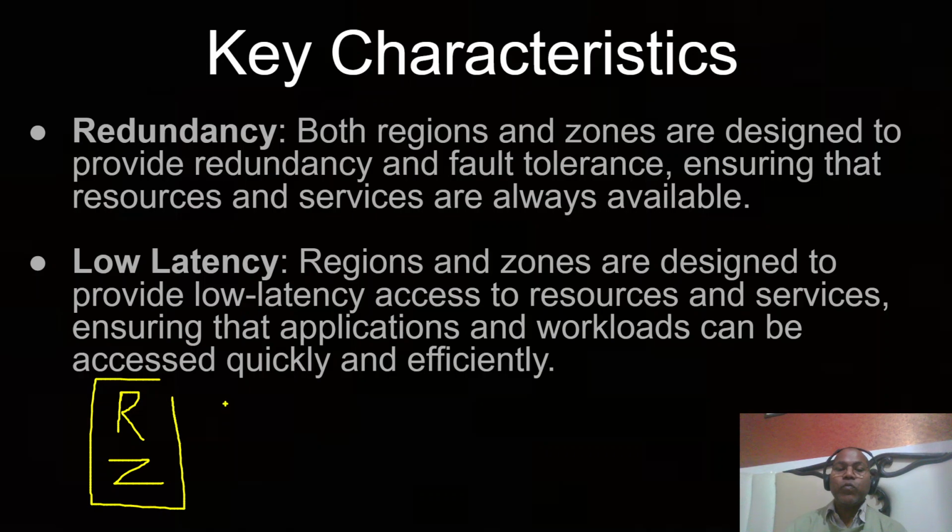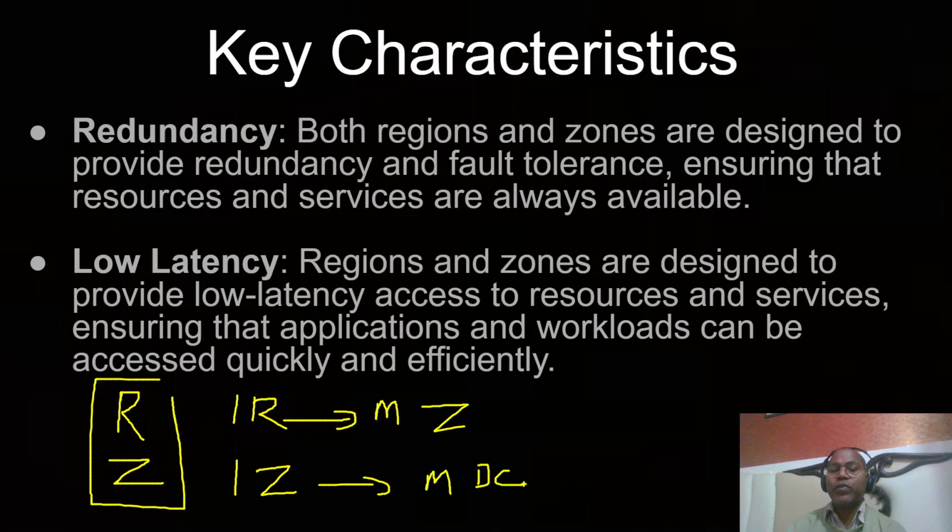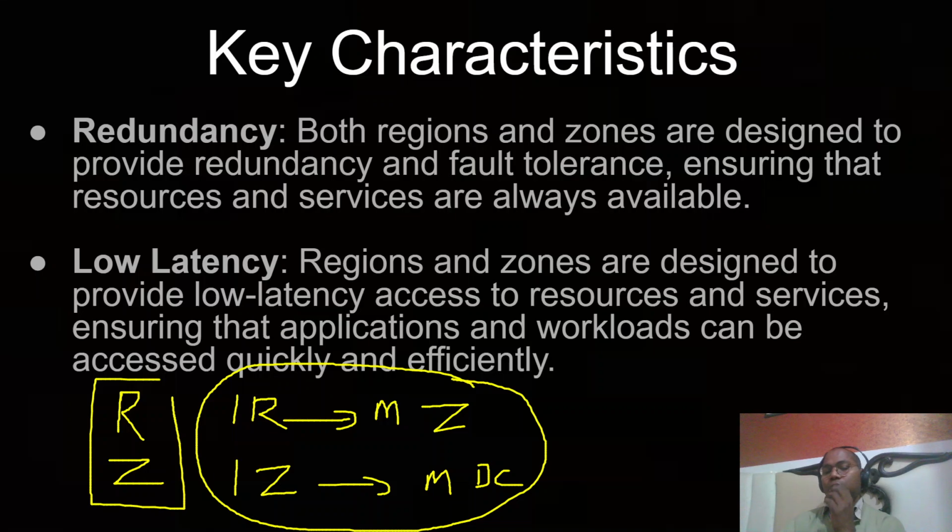That means one region can have multiple zones, and similarly one zone can have one or multiple physical data centers. Due to this relationship, Google Cloud offers two major benefits: redundancy and low latency. Generally any big or heavily used application requires these two very key features.